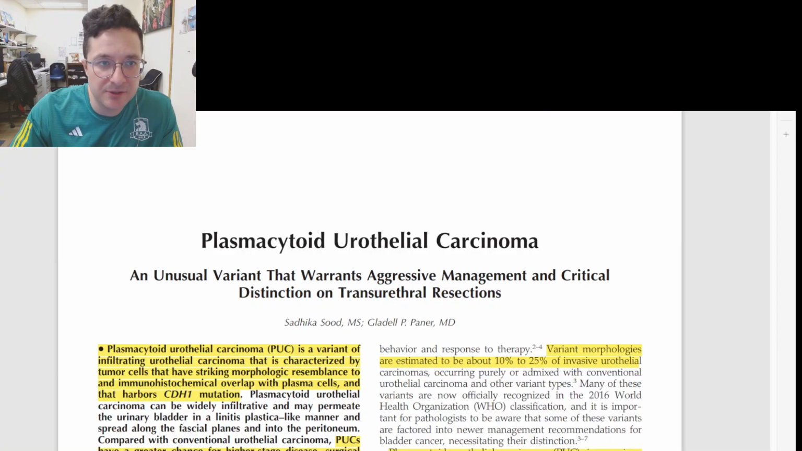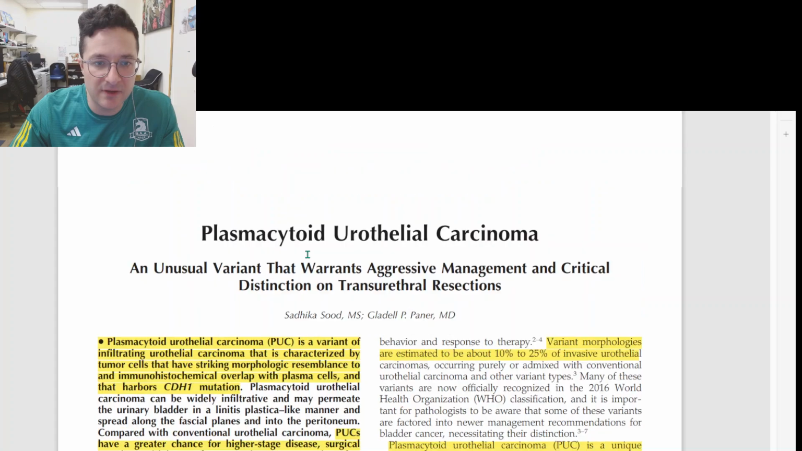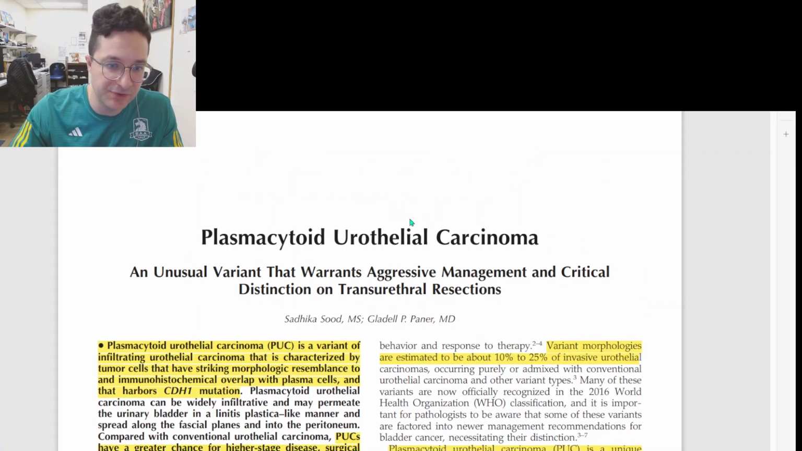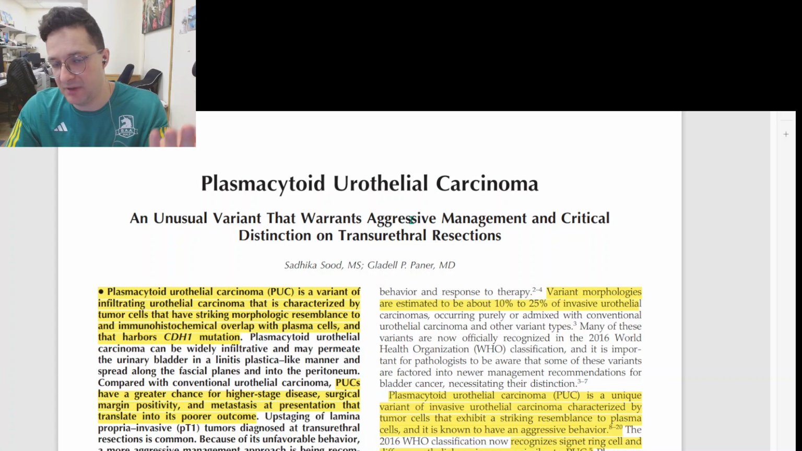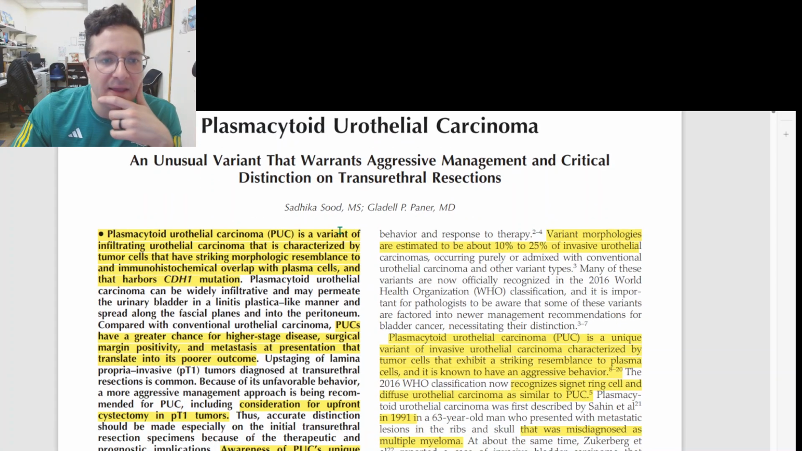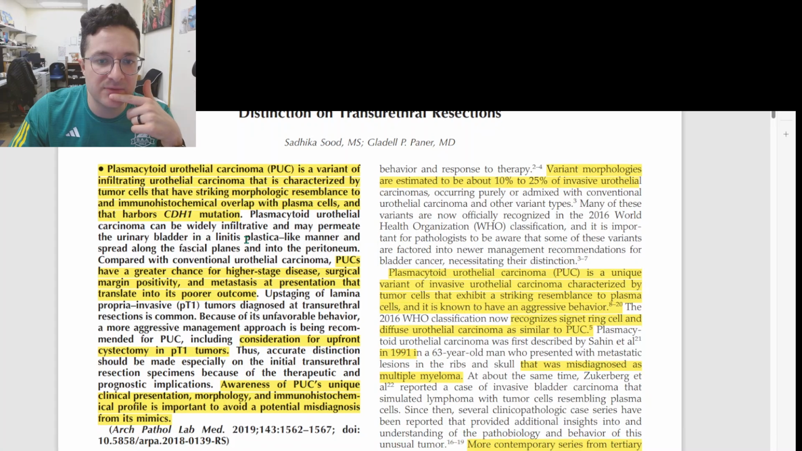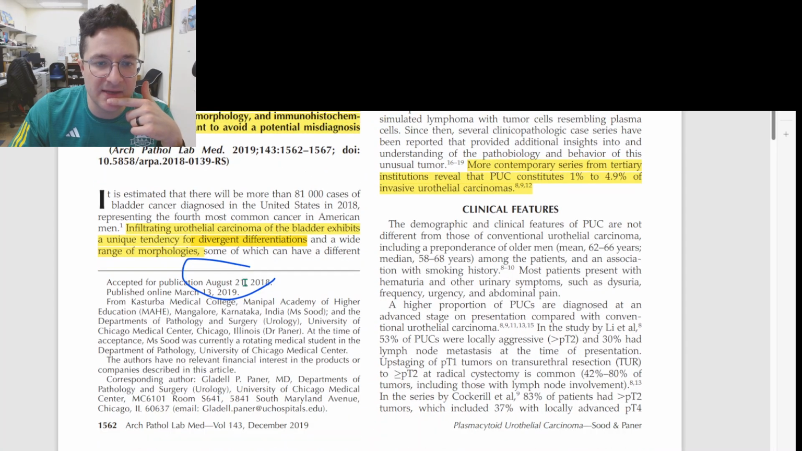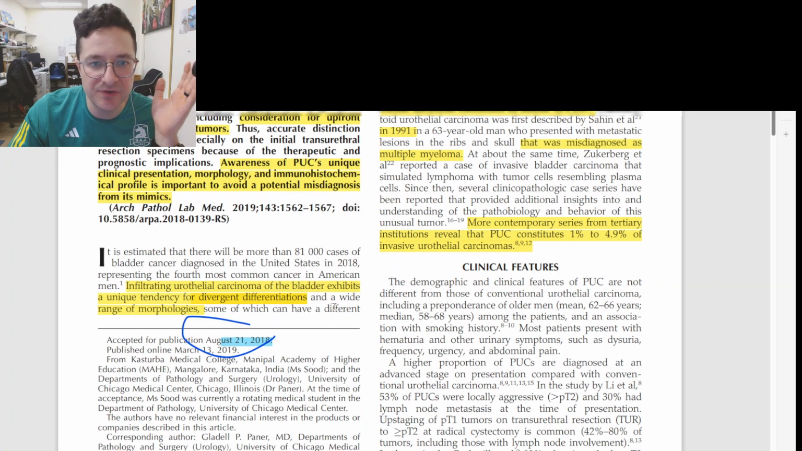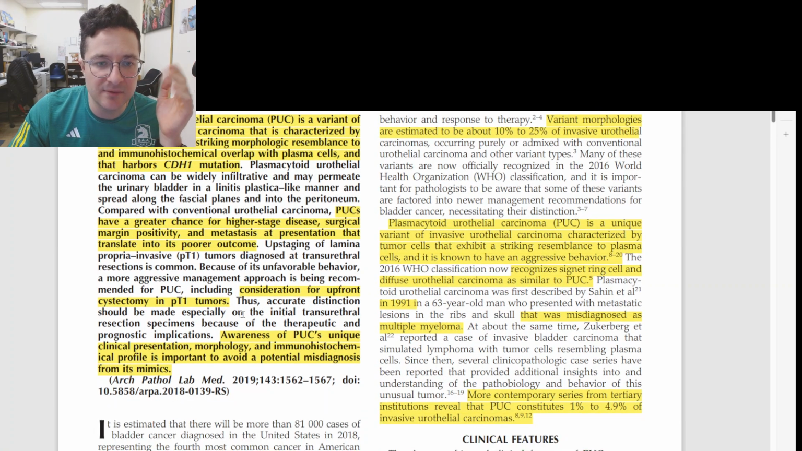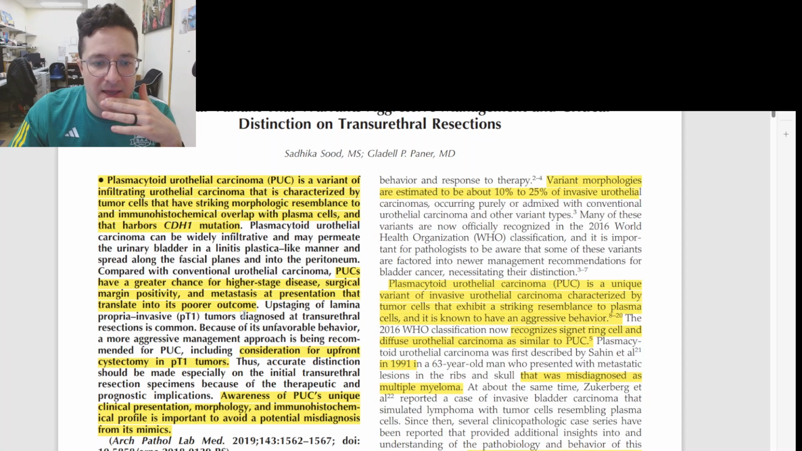Let's see what the literature has to say about this. Okay. So I googled this stuff and I was like, what is a plasmacytoid urothelial carcinoma? Because I haven't really seen one before, and it's a urothelial carcinoma variant. It's not a common one. Published in 2018, so it's relatively recent, in Archives of Pathology and Laboratory Medicine.